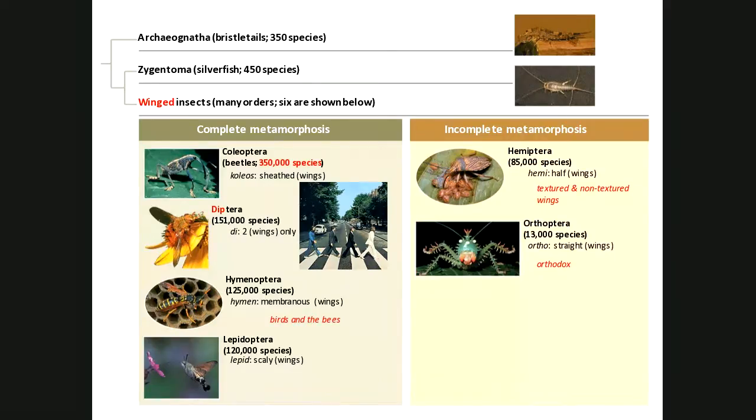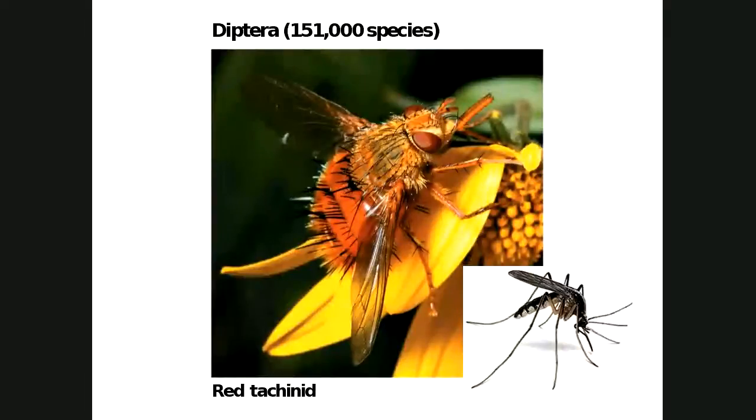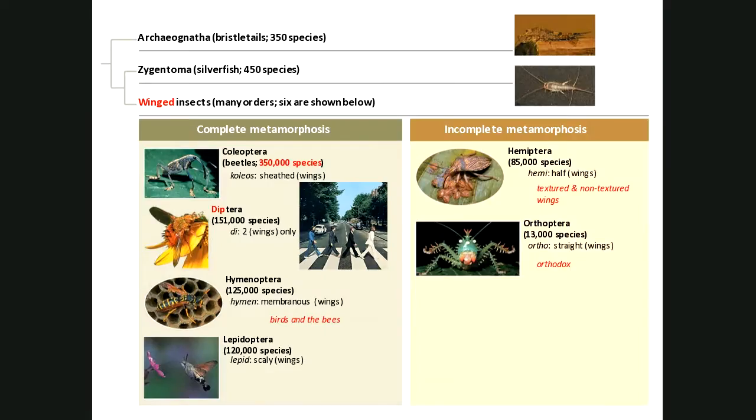Diptera, like the flies. Oh boy, of course, our buddy, the mosquito. That's a Diptera. Diptera, Di means two, and Dipterans have two wings. They only have two wings.